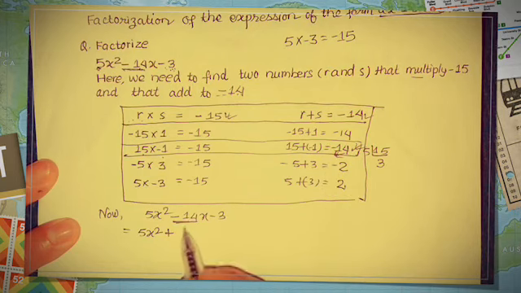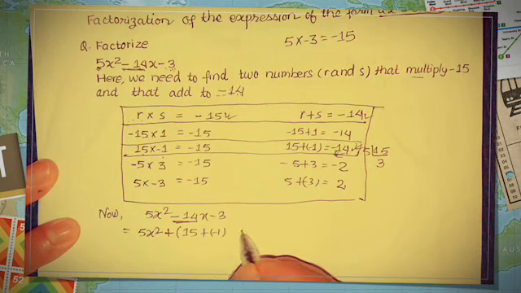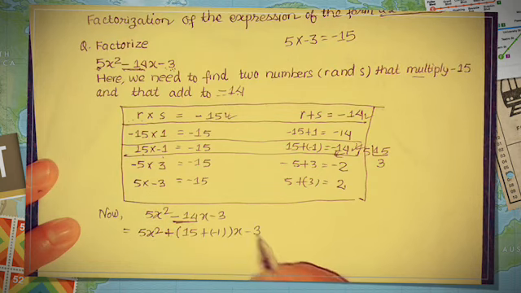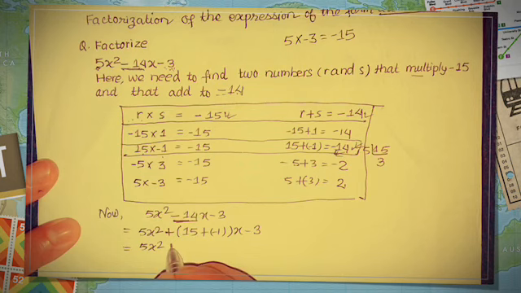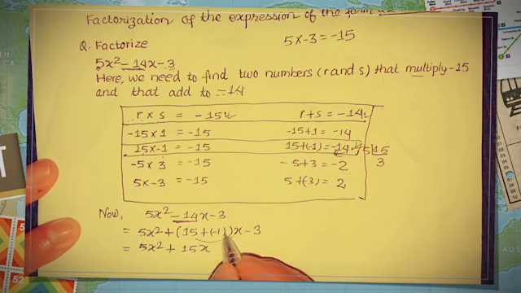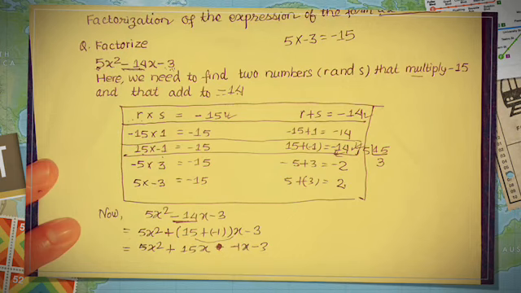So minus 14, if we write minus 14, then it must have plus 4 here. So that is 15 plus minus 1 x minus 3. Okay, so 5x squared and plus, if you multiply this one, then it becomes 15x, and it becomes plus minus x minus 3. Okay, so minus plus, it will be minus, so no need to write this plus.